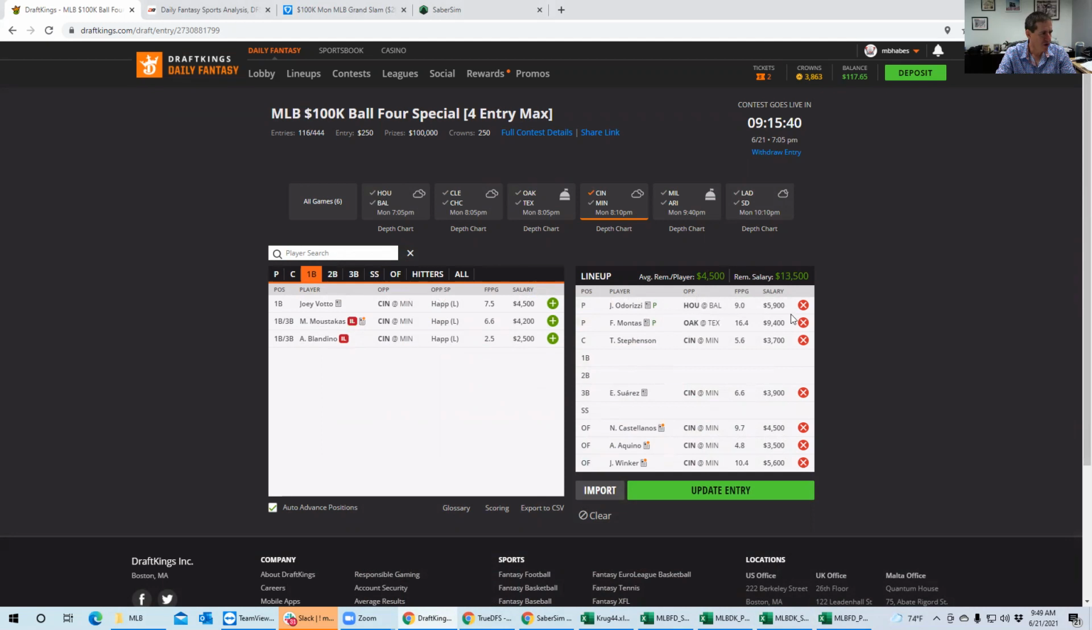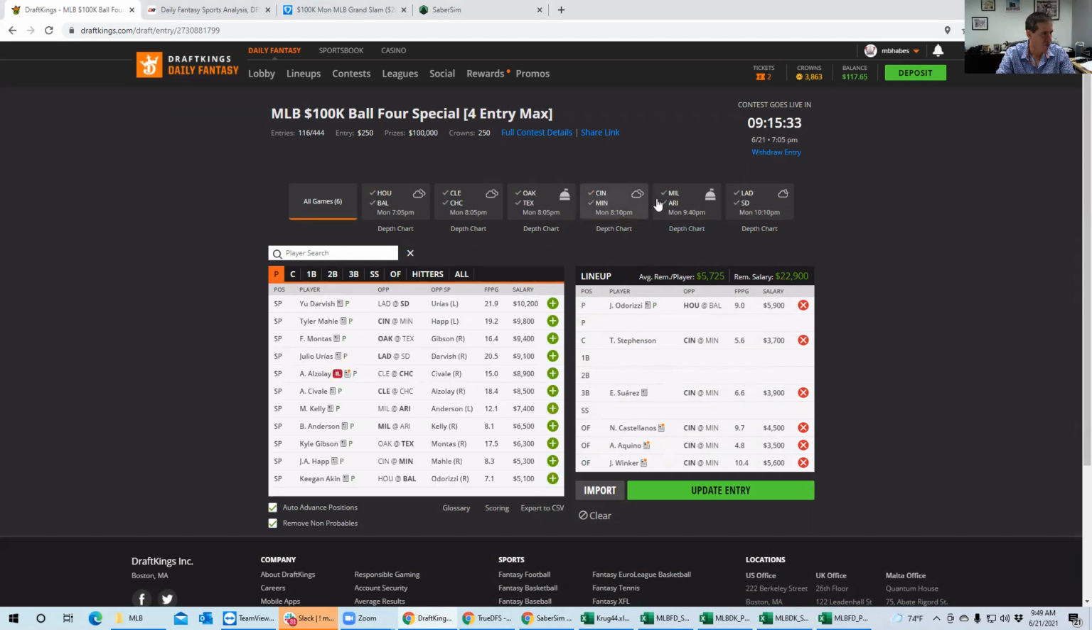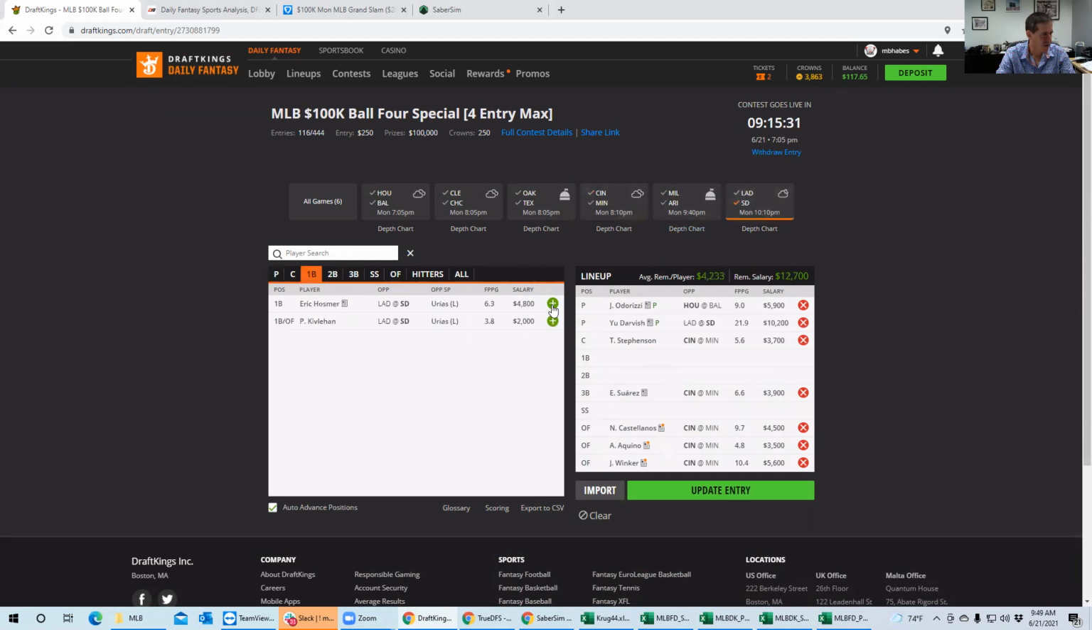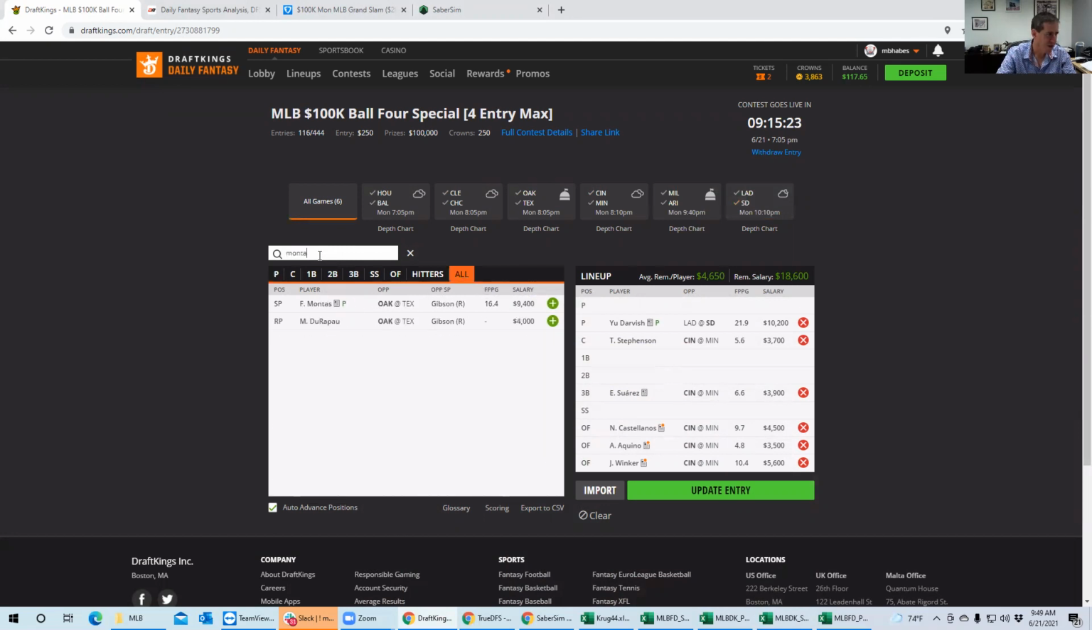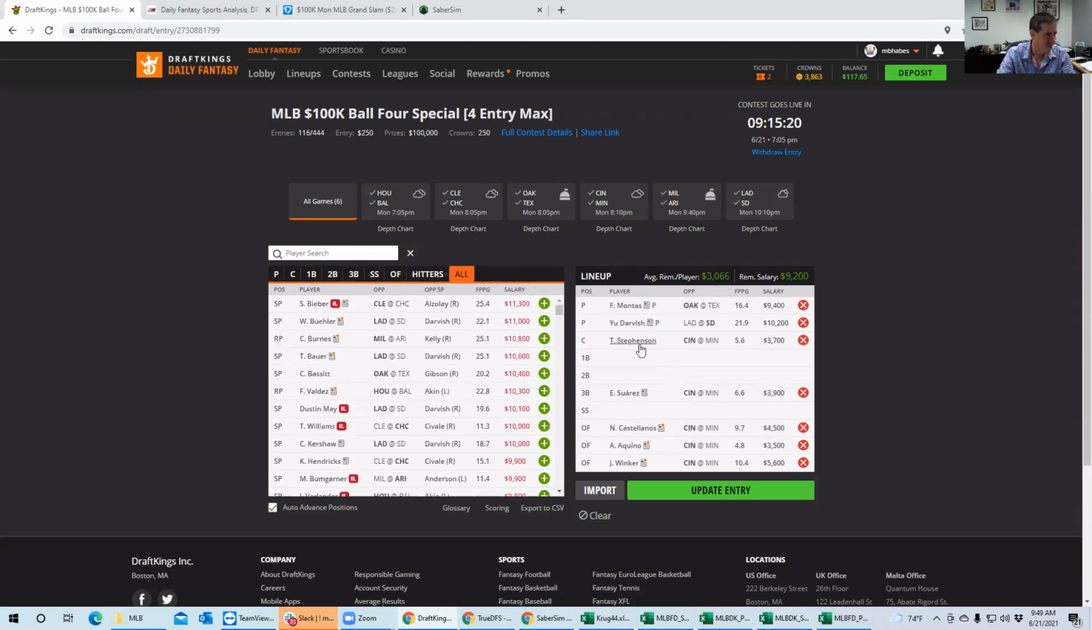But again, you don't want to play Darvish in these builds. He's just too chalky. Even if you could afford him, and you could, you go ahead and put in Darvish instead. You certainly can make this work, right? Even if you wanted to go to Montas and double pay up there, you probably could still make this work.